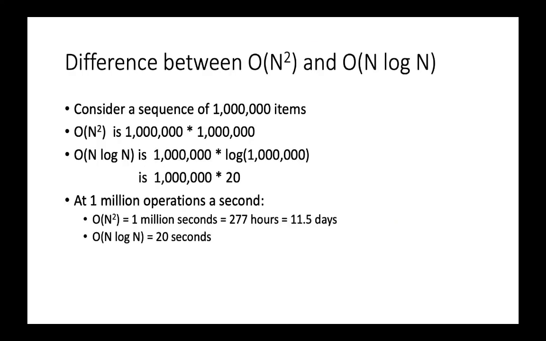How big a difference is that? Pretty big, right? Let's say you're doing this with 1 million items. Order n squared is 1 million times 1 million. Order n log n is 1 million times 20, okay? And at 1 million operations a second, even if your computer's pretty fast, order n log n takes 20 seconds, not bad. Order n squared is going to take 11.5 days. And that's just with 1 million items. Now, of course, our computers do a lot better than 1 million operations a second, but also our data sets are a lot bigger than 1 million items, right? How many things is Amazon sorting every day? Who knows?